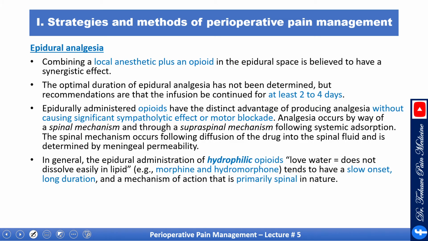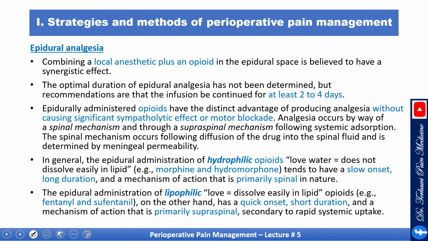In general, the epidural administration of hydrophilic opioids, like morphine and hydromorphone, tends to have a slow onset but longer duration, and a mechanism of action that's primarily spinal in nature. The epidural administration of lipophilic opioids, like fentanyl and sufentanil, has a quick onset but shorter duration, and a mechanism of action that is primarily supraspinal, secondary to rapid systemic uptake.